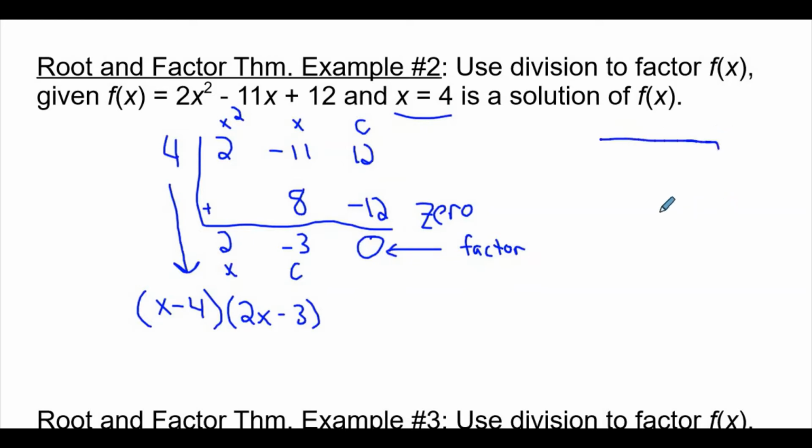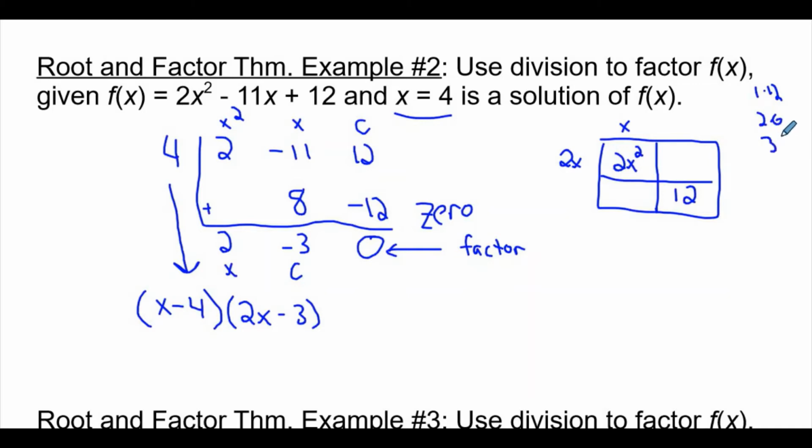In the quadratic world, we used a box, so we'll just do that again to show you that it does work out to the same thing. So we would start with 2x squared as our first coefficient. Then we have to lock in 12. Okay, so we look at this and we say, okay, well, how did I make 2x squared? I did a 2x and an x. 12 has a lot of factors. I could use 1 times 12. I could use 2 times 6. I could use 3 times 4.